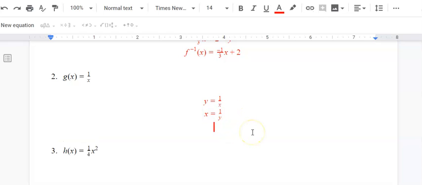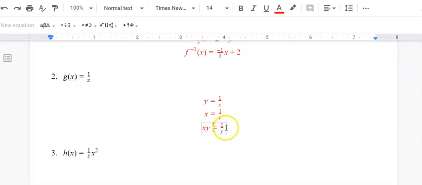All right, now we're going to reverse. We've already reversed x and y, but we need to solve for y. I don't really want y to be in the denominator. That's kind of a pain. So we're going to multiply both sides by y. So I'm going to copy this. Let's multiply by y and multiply by y, and that will get rid of the y in the denominator.